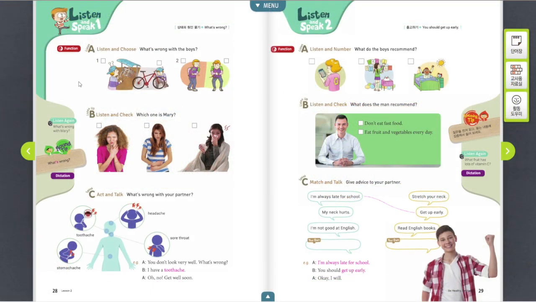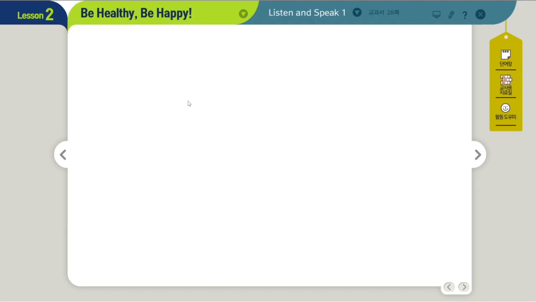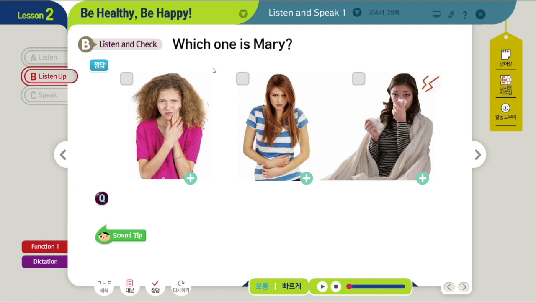Now, the next part, part B, listen and check. Which one is Mary? We have 3 girls. One girl is holding her mouth as if her tooth hurts. Another girl is holding her stomach as if her stomach hurts. Another girl, she's wiping her nose with tissue as if she has a cold. Let's listen to find out which one is Mary. Also, when we find Mary, what's wrong with Mary?